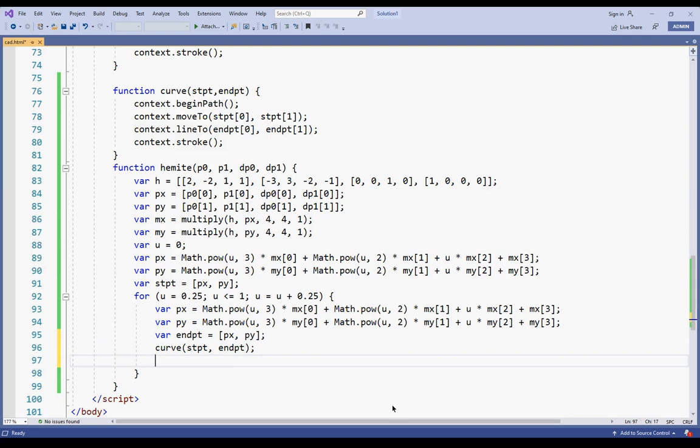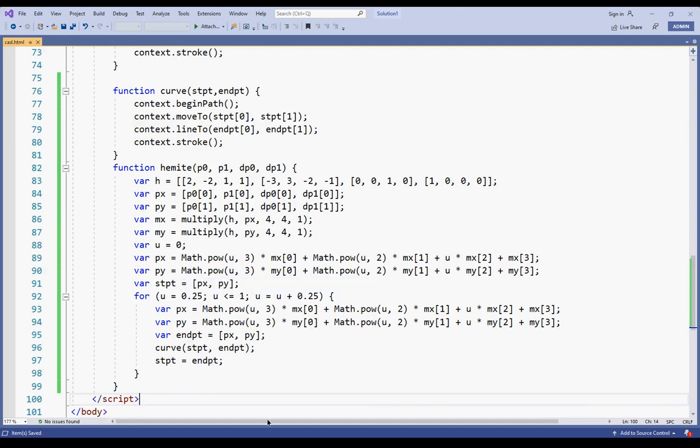So for the next time, my start point is going to become my end point. That is going to change, and the new endpoint will be calculated again, but this time u will be added together for the next time, and u becomes 0.5. As u becomes 0.5, a new value will be calculated for the endpoint, and the previous endpoint I stored as the start point. So the curve will be continuous, and in this way the loop goes on, and I will get a Hermite curve according to the equation I have. Okay, so I just hit save.